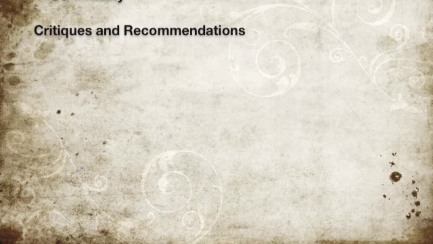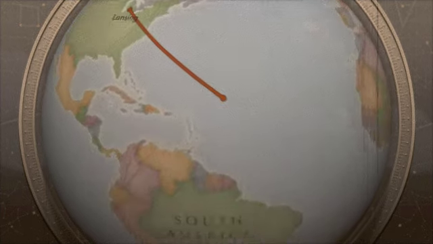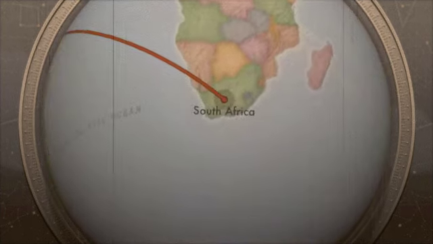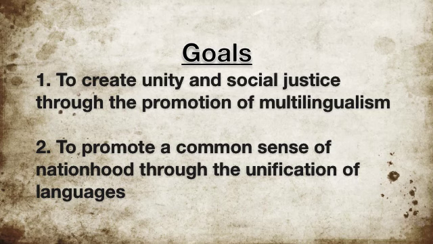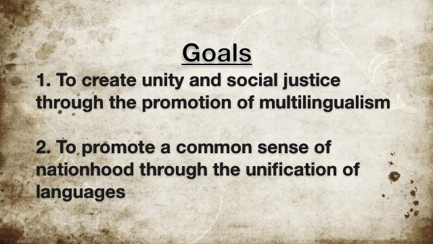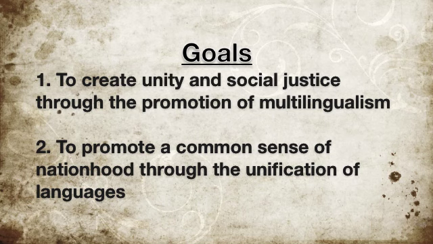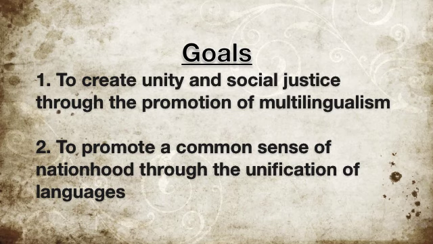And finally, we will give critiques and recommendations based on what we have read in the policy. So let's travel back in time to 2002 when this policy was created. There are two specific goals in which this policy hopes to meet. The first was to create unity and social justice through the promotion of multilingualism. The second goal was to build a common sense of nationhood through the unification of language.